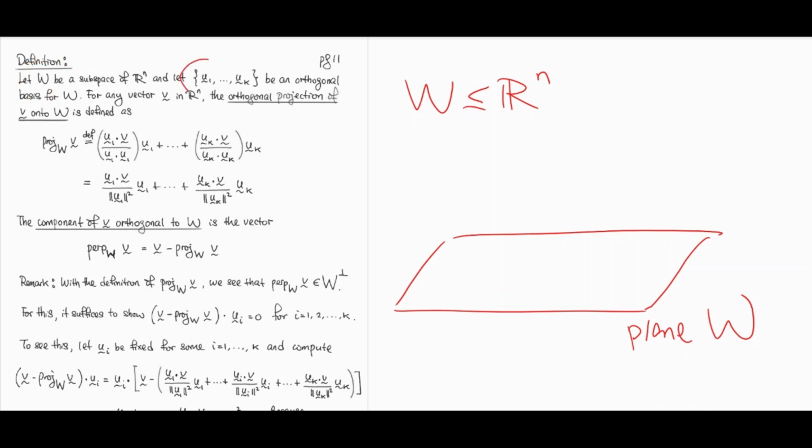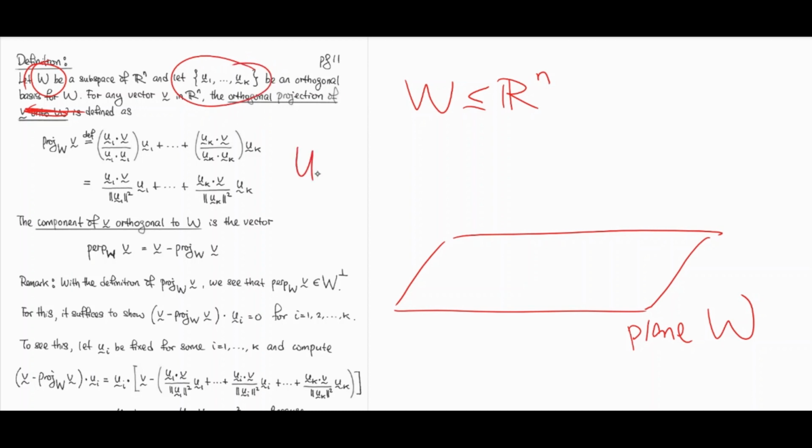And let this be an orthogonal basis for W, which means that U1, U2, all the way to UK, all these vectors not only span the space W, that's the meaning of basis, and are linearly independent, we also require that they are perpendicular to each other. They are orthogonal to each other.